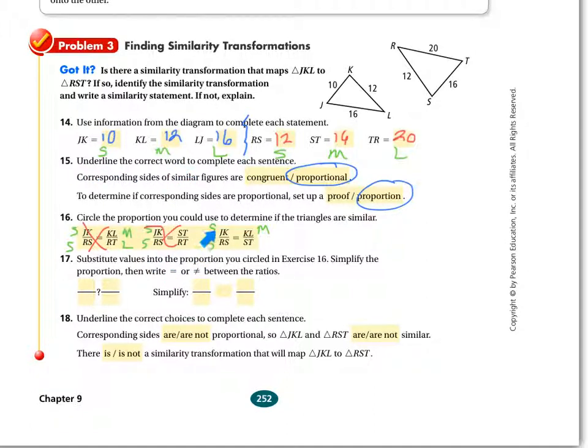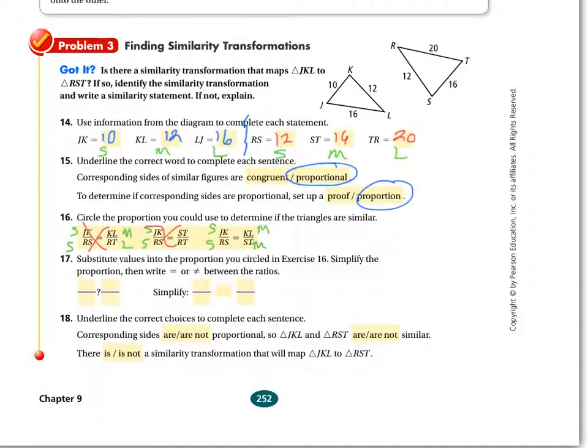So we did small triangle to large, small triangle to large triangle. So this is from that small triangle. I know we're using a lot of smalls and larges, but I think you get the idea. And then ST is what? Medium. Is that a proper proportion? Yes. So then we're going to fill in those values below.